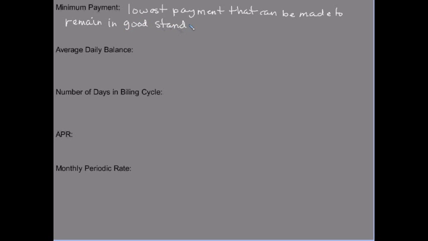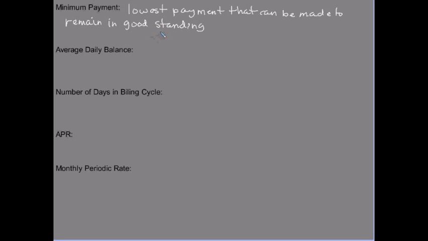If you can't afford your minimum payment, it's better to pay something than nothing at all. So if your minimum payment, for example, was $25 and you can only afford to pay 10 at the time, pay the 10. You're still going to get a late charge, and it doesn't do much. It's not really good for you to do that, but it's better to pay something than nothing.